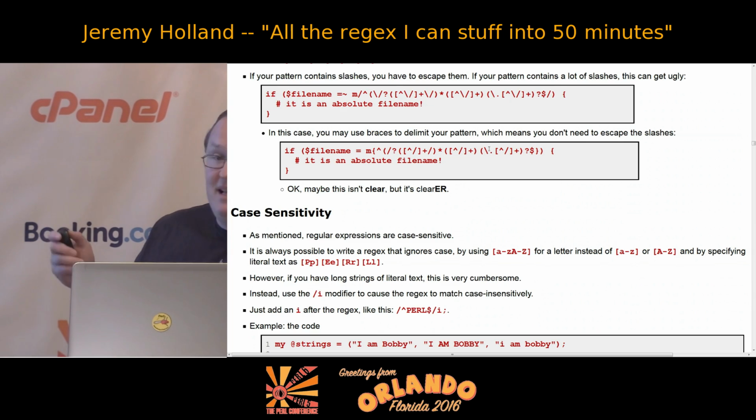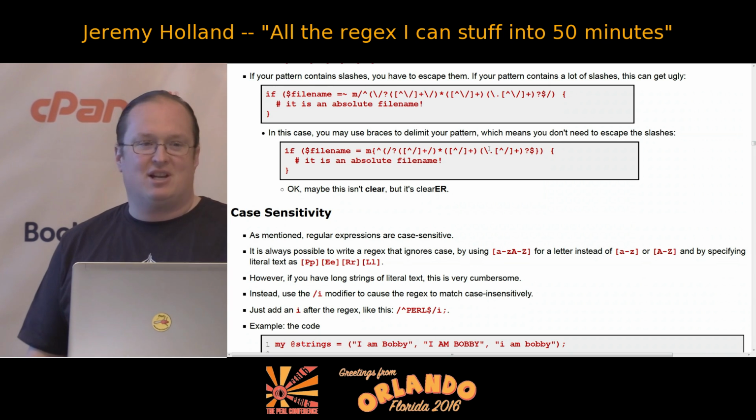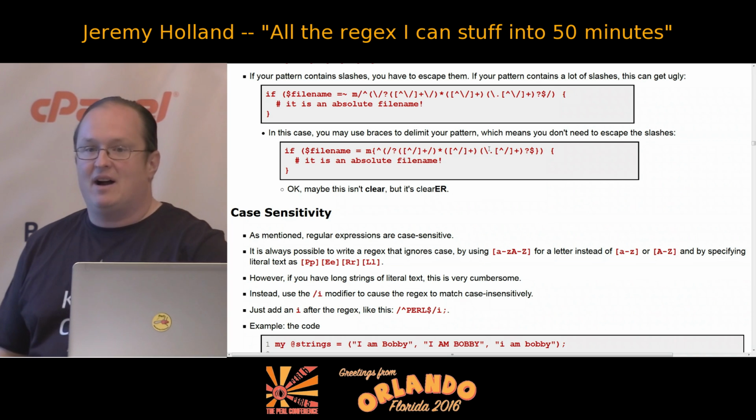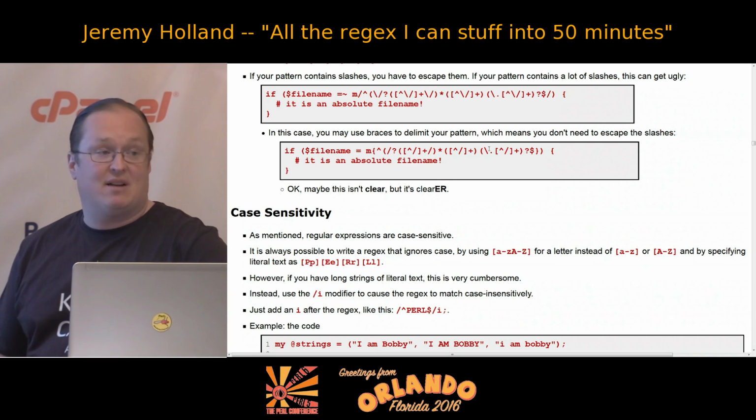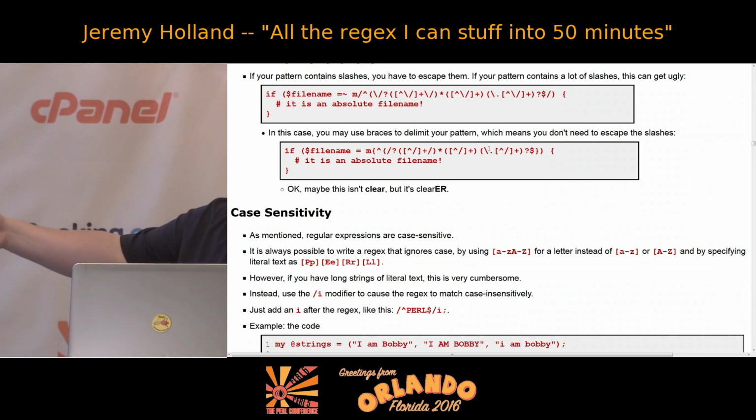If your pattern contains slashes, you have to escape them. It's not usually a big deal, but if you're matching against paths or file names, sometimes your string is going to have a lot of slashes in it, and this can end up looking pretty messy. So all these slashes you have to escape.